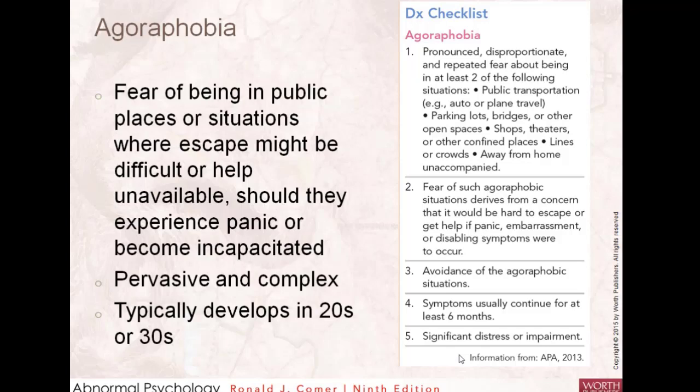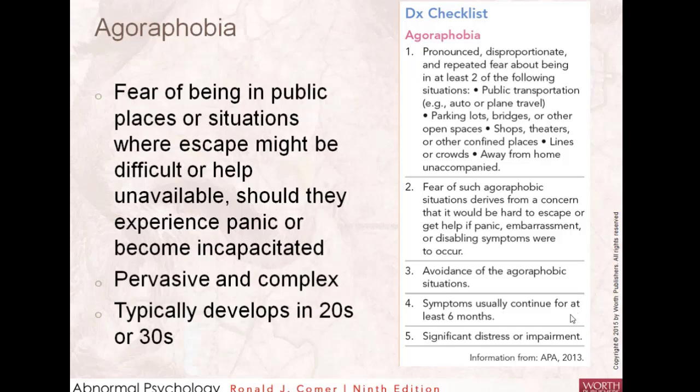But you see the list of criteria here. Fear of things like public transportation, parking lots, bridges, theaters, confined spaces like that. Basically where they feel like they can't escape or they can't get help if there were some kind of problem that were to arise, and so the person starts to avoid those places. And after a while, the person may only feel safe in a limited number of places. The stereotypical agoraphobia case would be a person who would be afraid to leave his or her home, right?